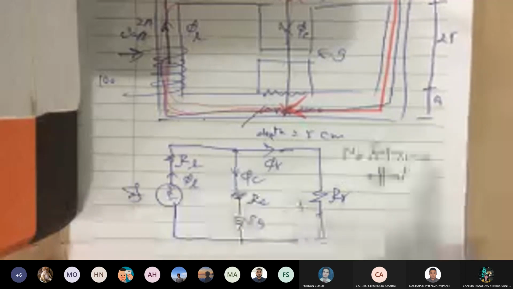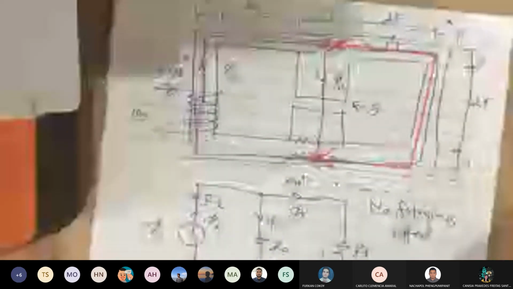And don't forget, reluctance is length over mu A. So the cross-sectional area of each leg is not the same. See, this one, cross-sectional area is what? This one is larger, this one is what? You'll find that out, okay?